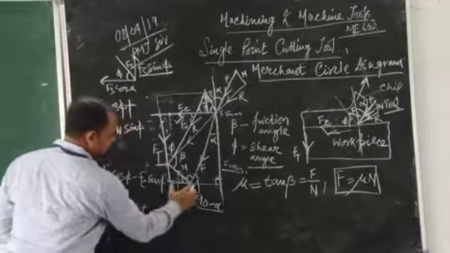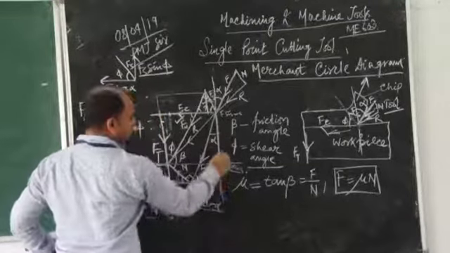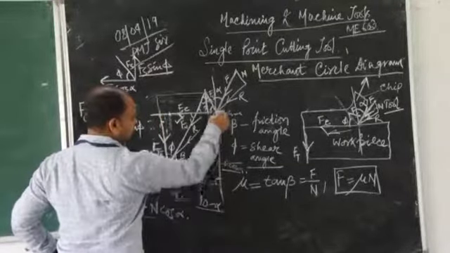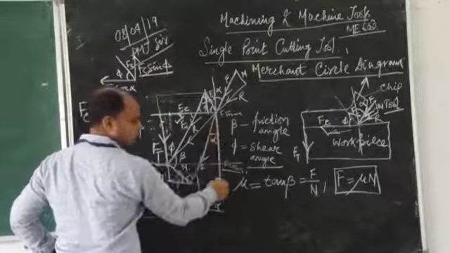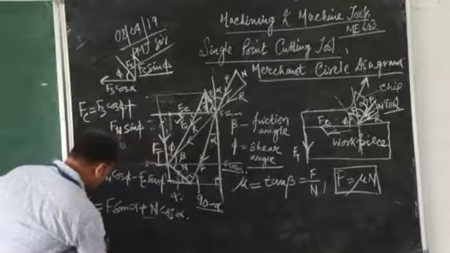Similarly, we can write Ft equal to this piece. The total, the whole, is F alpha, so this is F cos alpha, and we need this piece N. This is N cos alpha and this is N sin alpha. So the total is F cos alpha minus N sin alpha. Ft equal to.